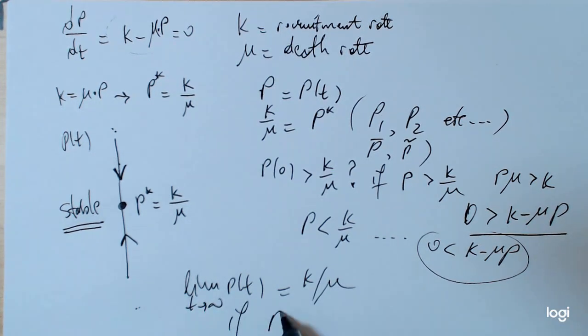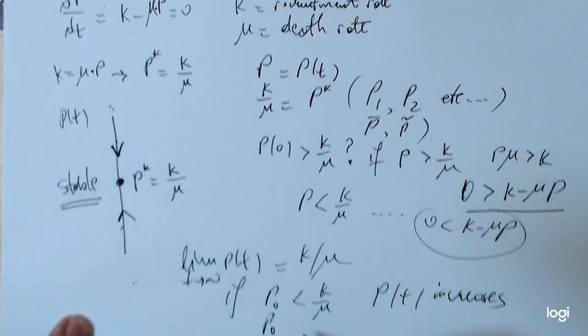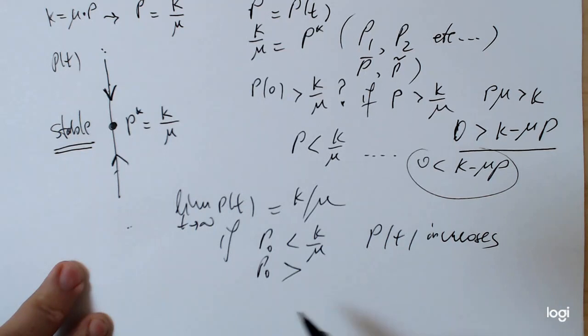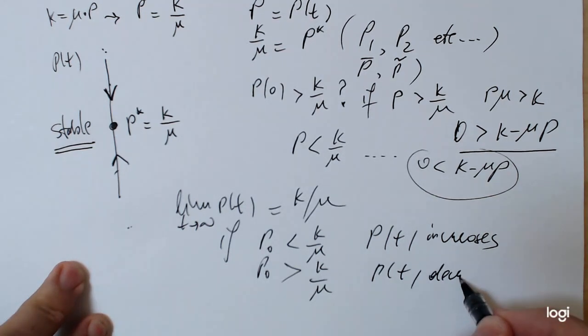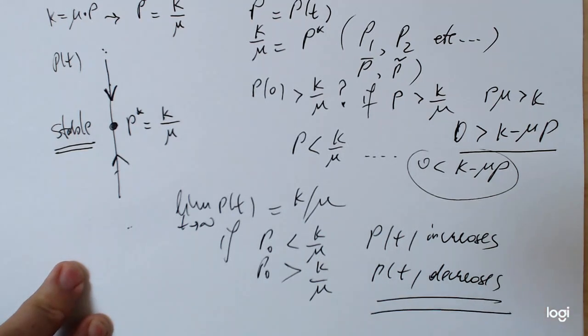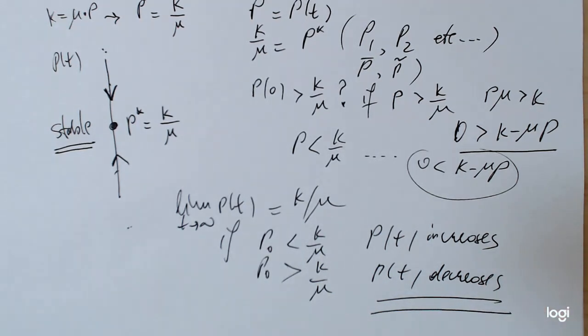and if p naught is less than k over mu, so if you start here, then p of t increases. If p naught is greater than k over mu, p of t decreases. All of this is just based on the phase line analysis.